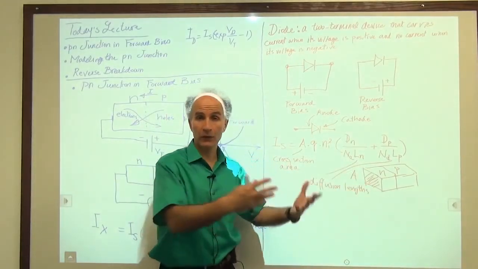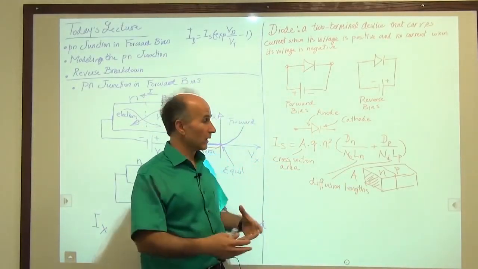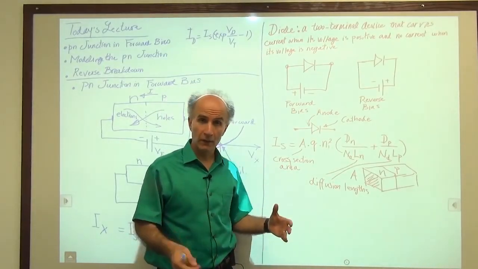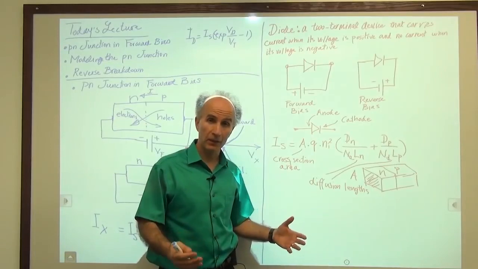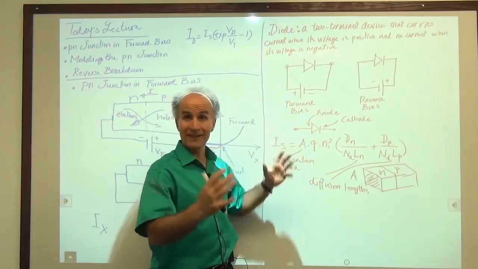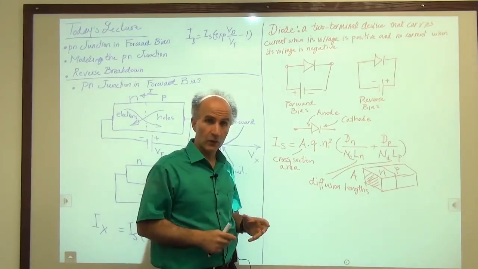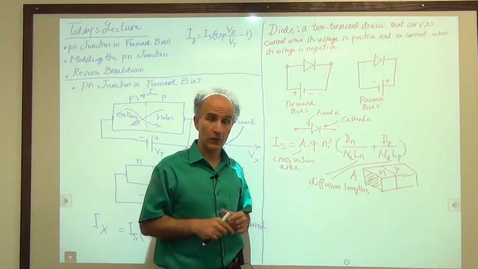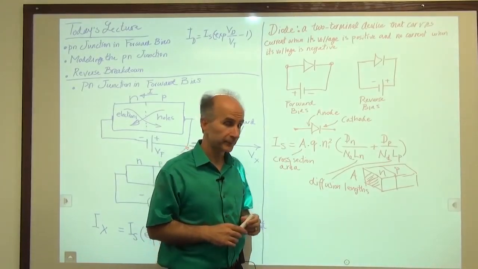Whereas you could have diodes that are very large. For example, in power electronics, in cases where we need to carry very large currents, for example, hundreds of amperes, then this area has to be extremely large. It has to be maybe centimeters by centimeters. So that's why we need to remember that IS is proportional to the cross-section area.